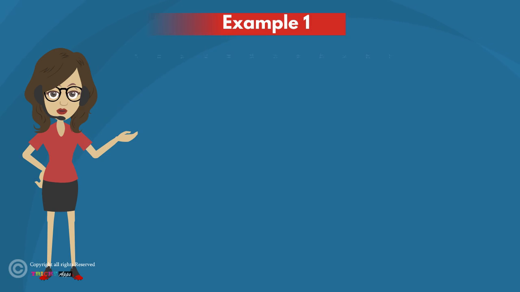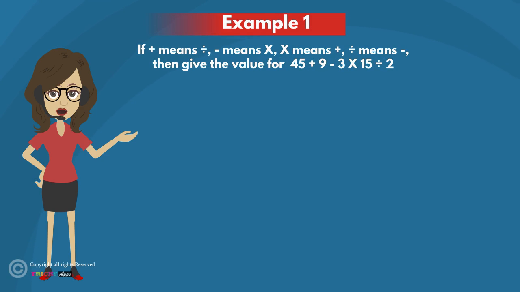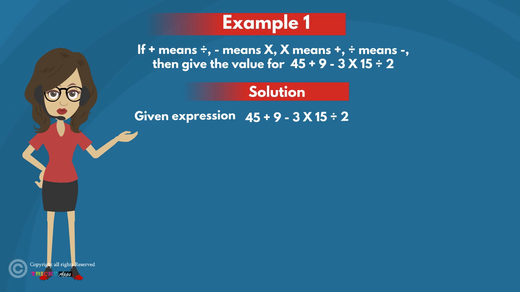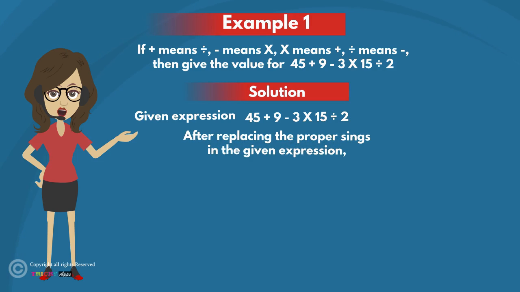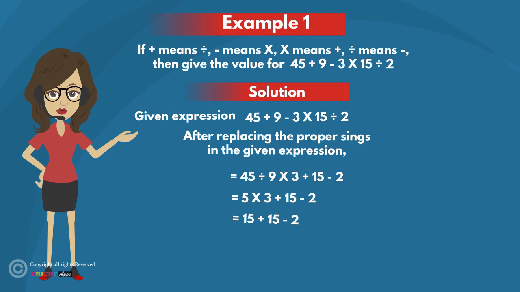Example 1. If plus means divided by, minus means into, into means plus, divided by means minus, give the value for 45 plus 9 minus 3 into 15 divided by 2. Let us see the solution. The given expression is 45 plus 9 minus 3 into 15 divided by 2. After replacing the proper signs in the given expression, we get 45 divided by 9 into 3 plus 15 minus 2. We have to solve this using the V-Bodmas rule, that is 5 into 3 plus 15 minus 2, that is 15 plus 15 minus 2. Solving this we get 30 minus 2 and that is 28.